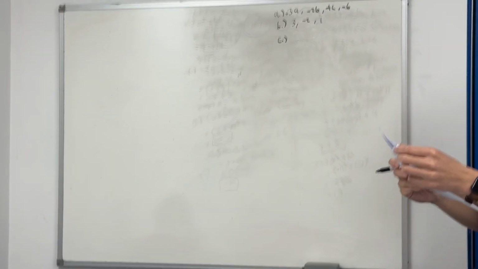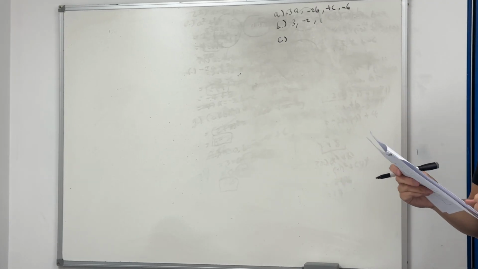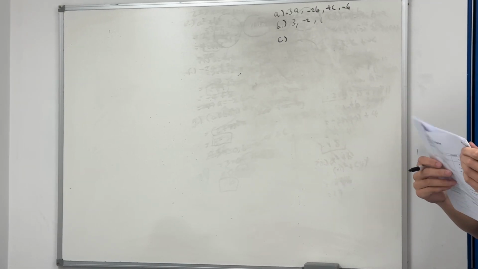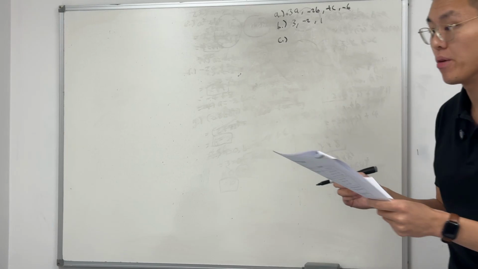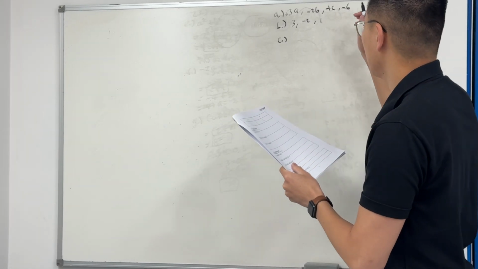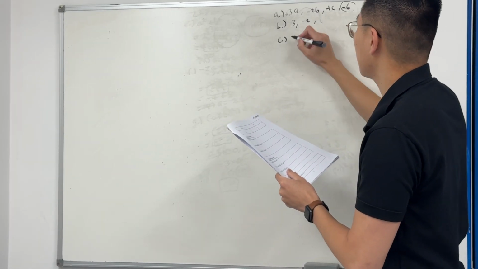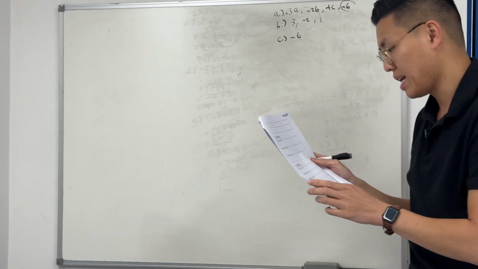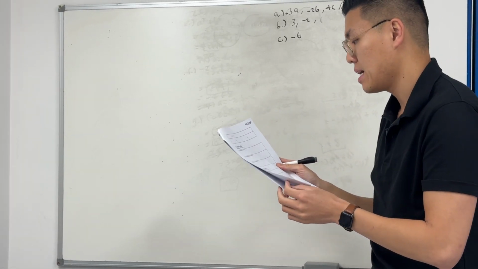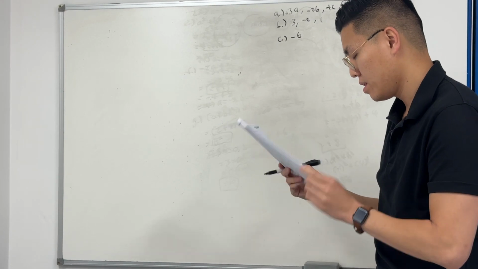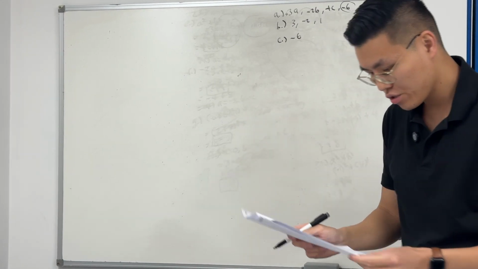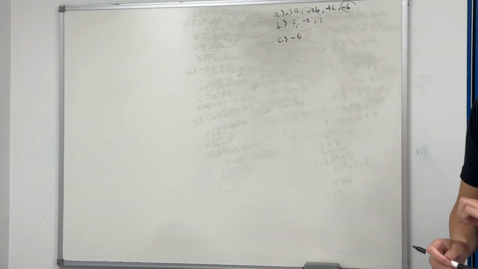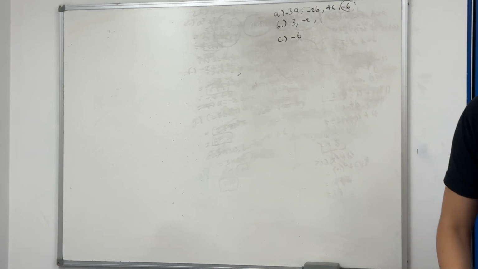Last thing, what is the constant term? The constant term is the term that doesn't have a variable, doesn't have a letter. What will that be? It will be this one, minus 6. If it doesn't have a letter, then it is a constant term. Can you guys do the student questions, please? In our last couple of minutes.